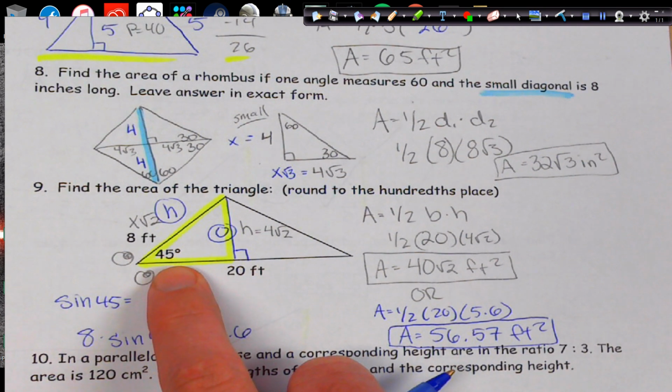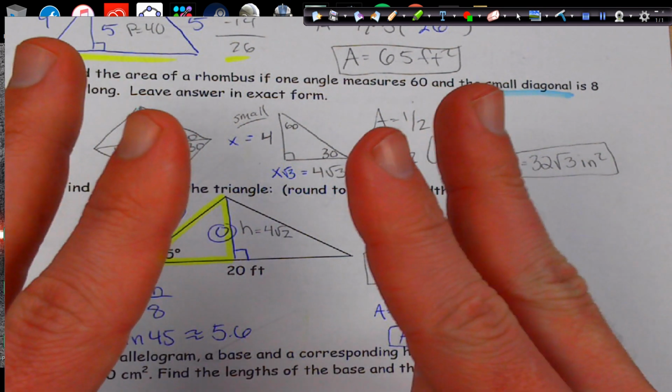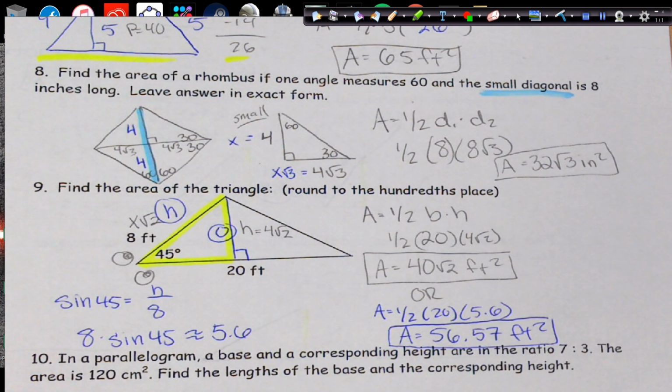If you have a special right triangle, hint, hint, on the test, it probably won't be a special right triangle. So trig will be the way to go.